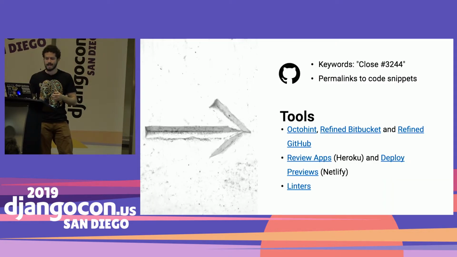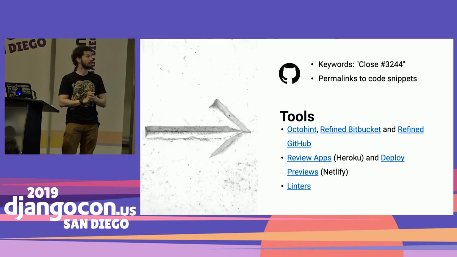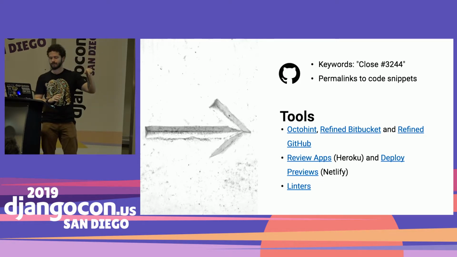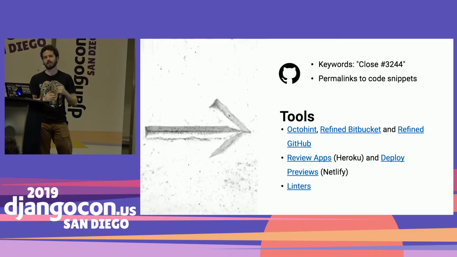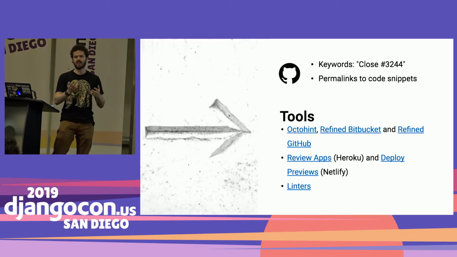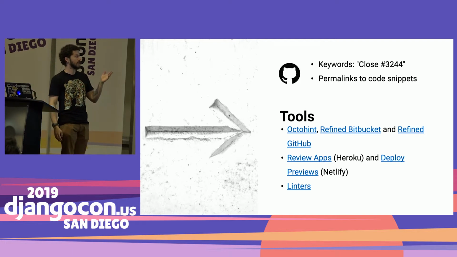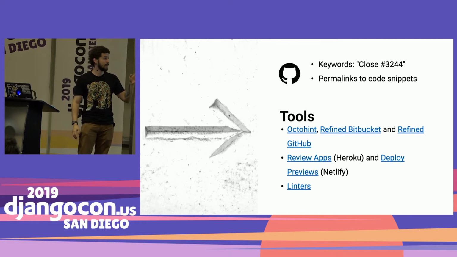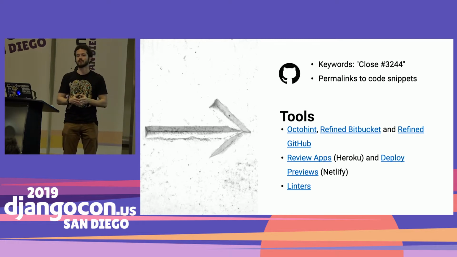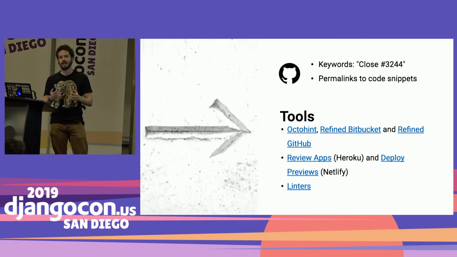Quick tips about it. GitHub has a keywords feature. So if you write in a PR, for example, "close #3244", it will actually close that issue when you merge the pull request, so you don't have to worry about managing your issues. You can also get permalinks to code snippets, so it's easier to reference when you're reviewing code or mentioning it to someone. There are some tools like Octohint, Refined Bitbucket, and Refined GitHub, which are browser extensions for syntax highlighting, amongst other things, that help you review code on those platforms like you would see it in your text editor.